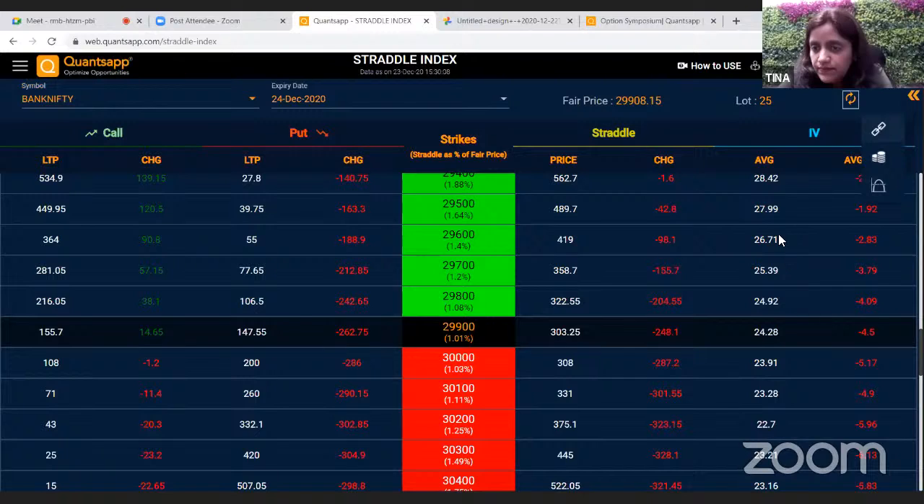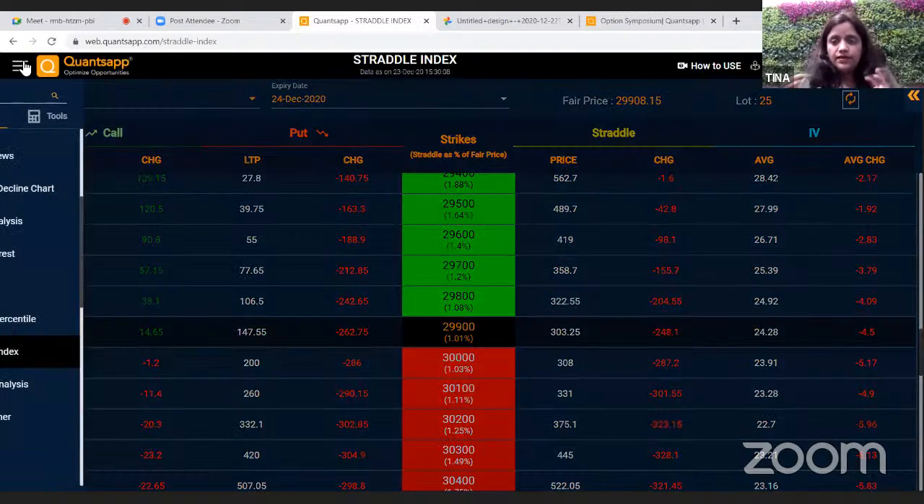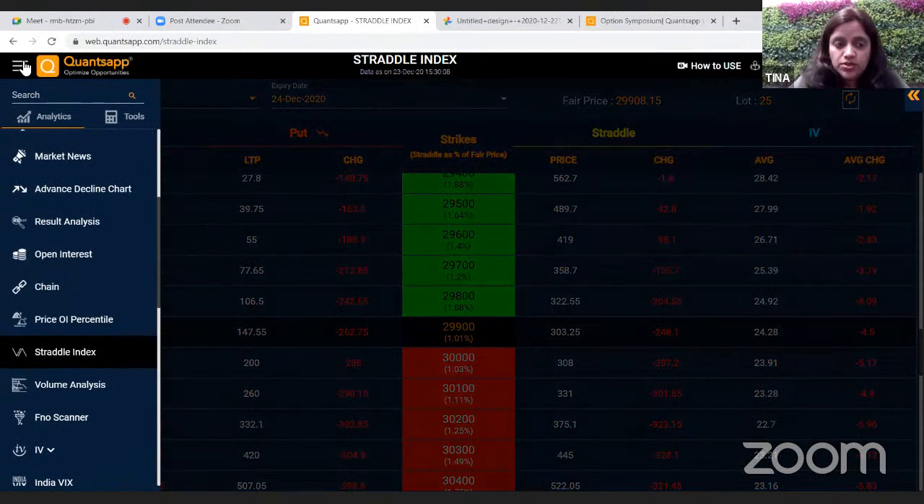So if you look here, the IV for most of the strikes was down only. So this is the average IV of call and put, and how the average IV moved. So it was down from 2% to 4%, right? So if you're an expiry trader, keep a watch on the straddle index also to get an understanding of how the market will behave, right?